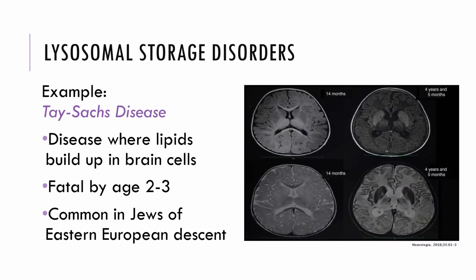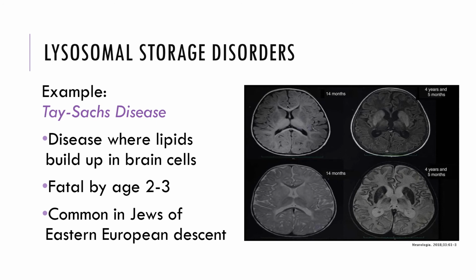Another example is Tay-Sachs disease. This is a horrible disease where lipids or fats build up in your brain, and it usually kills the person by age 2 or 3. It's very common in people who are Jewish of Eastern European descent, like my stepfather. So when my stepfather wanted to have kids with my mom, he had to have his blood tested, and so did my mom, to see if they were carriers of this genetic trait, because if they were, they would have had to stop and think, well, do we want to have kids who may end up with this disease?